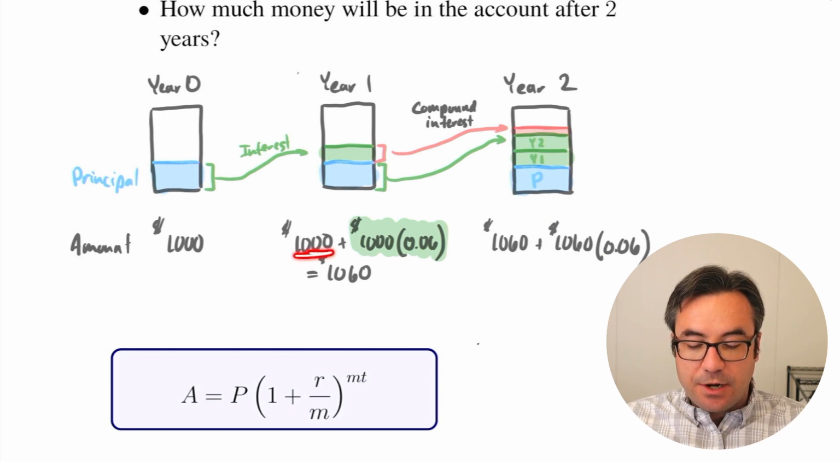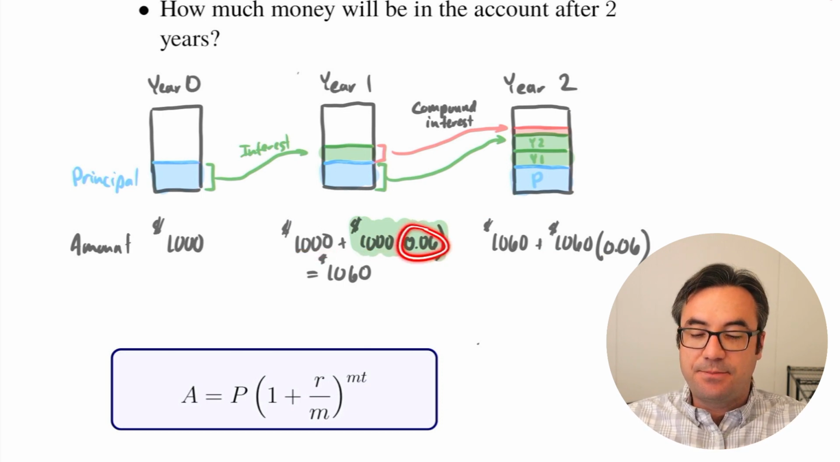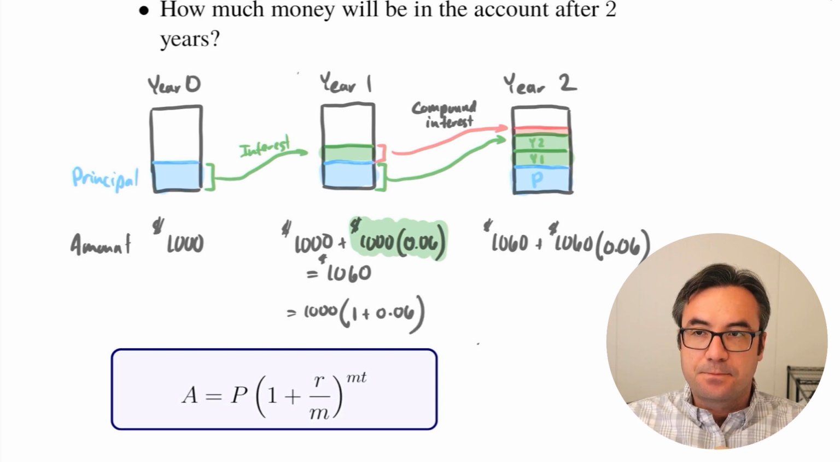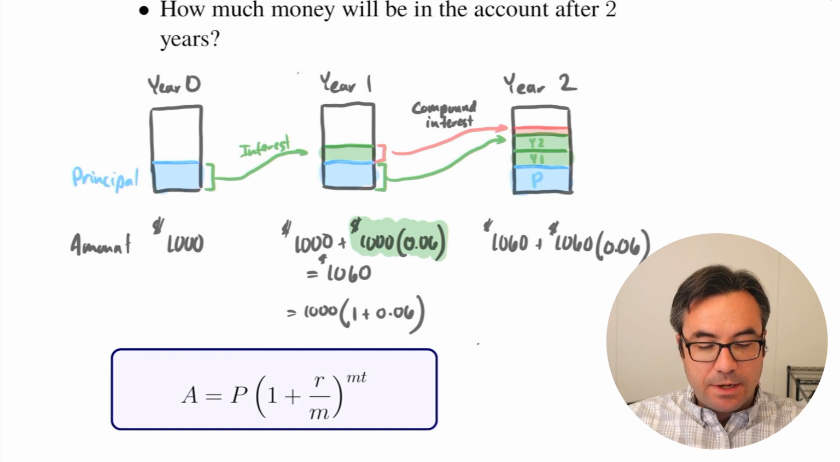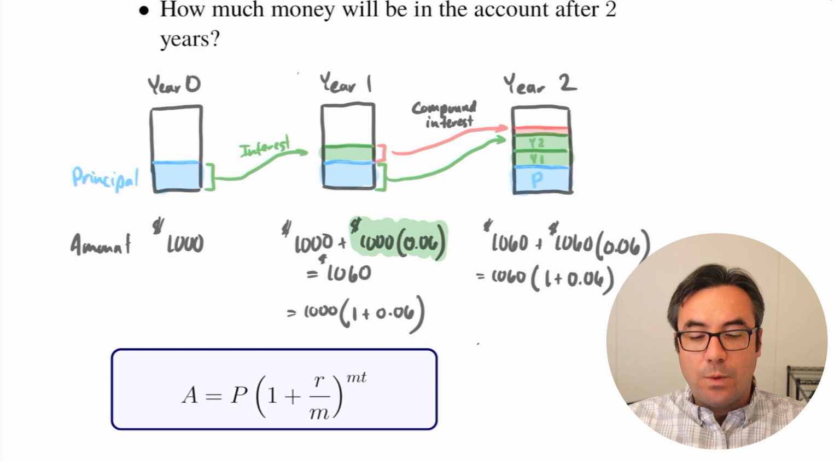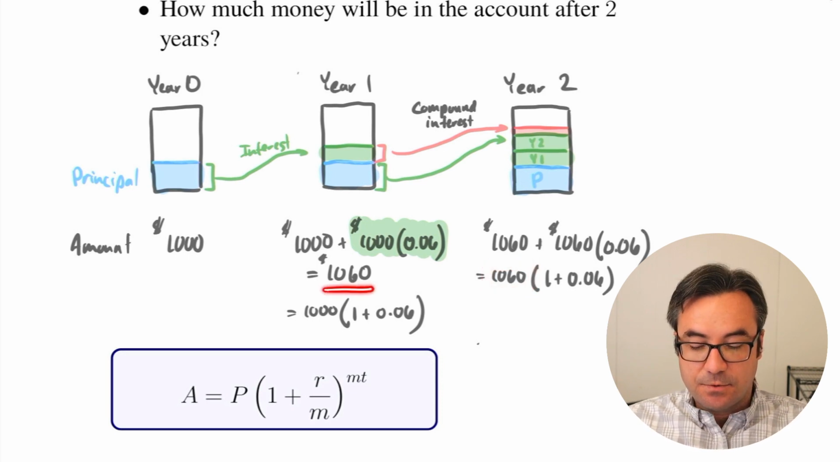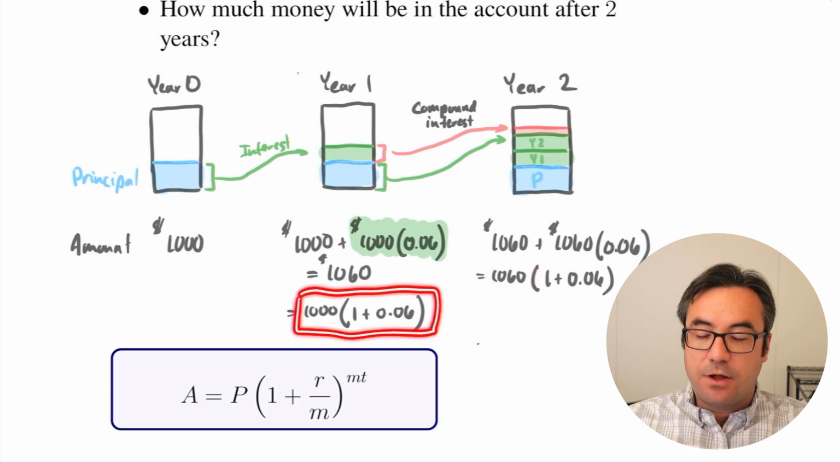When we look at this number here, we have 1,000 plus 1,000 times something. We can actually factor that into 1,000 times 1 plus 0.06. Okay. Now, what can we do over here in year 2? Well, we can do something similar. We can factor out a 1,060, and we end up with 1 plus 0.06. Well, this 1,060 was just the previous balance right here. And we have that factored all nicely.